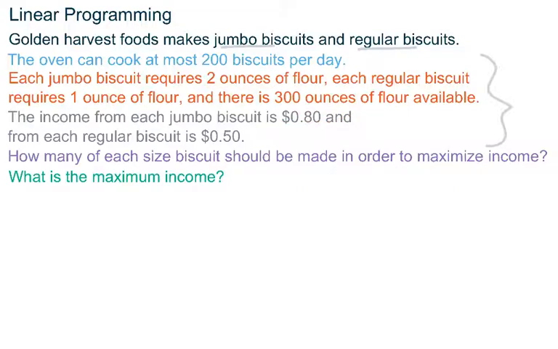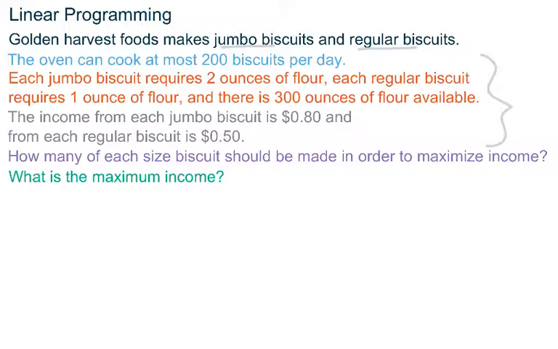And then we make a different amount of money. We make 80 cents if we sell a jumbo biscuit versus 50 cents for a regular biscuit sale. What we want to determine is how many jumbo and how many regular biscuits we should make in order to maximize our income, and what is the maximum income? So we're going to use these constraints to graph all of these linear inequalities and determine what our optimal solution set might be.